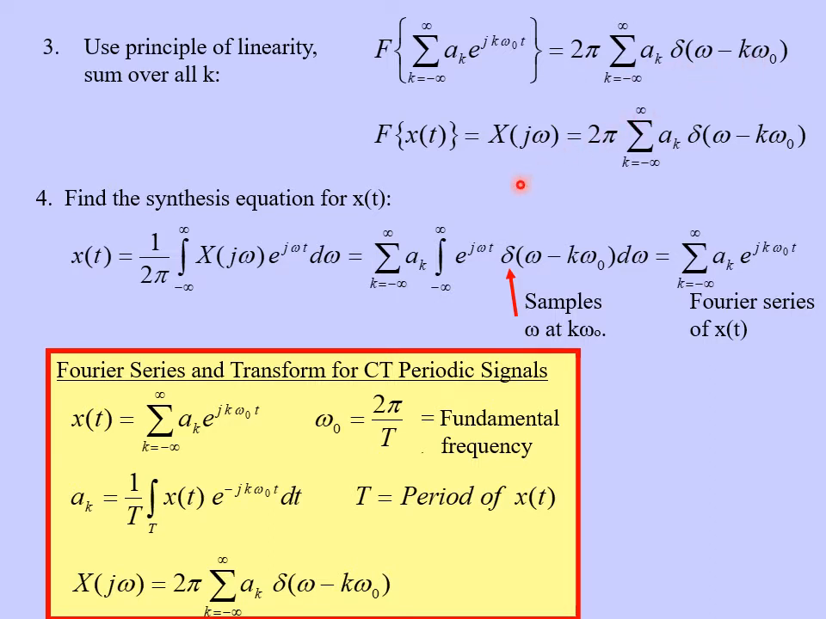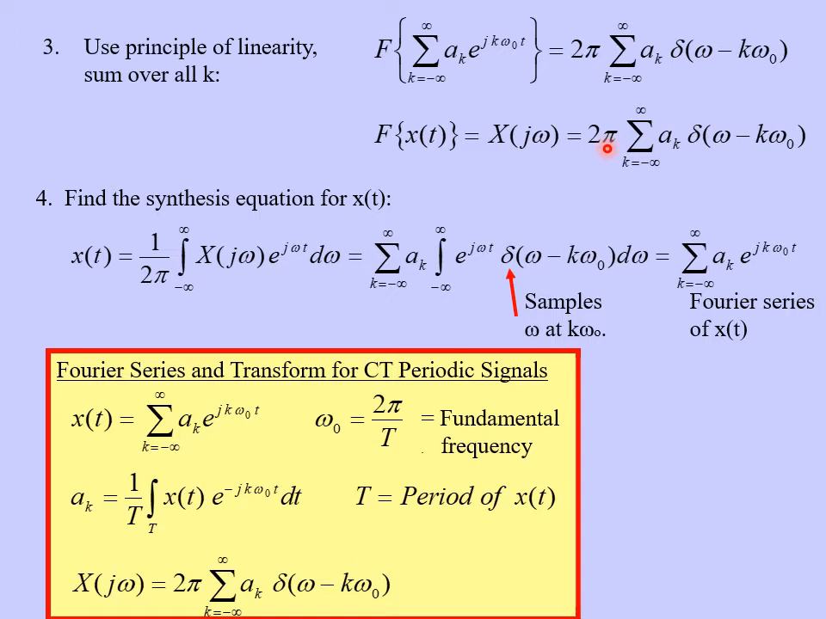So finally, we end up with our result here. The Fourier transform, big X of j omega, of a periodic function is equal to 2 pi times the sum of all these delta functions in frequency. Each delta function appears at one of the harmonic frequencies, and it's weighted by a sub k, the Fourier coefficient. And of course, remember, that's all multiplied by 2 pi out here.